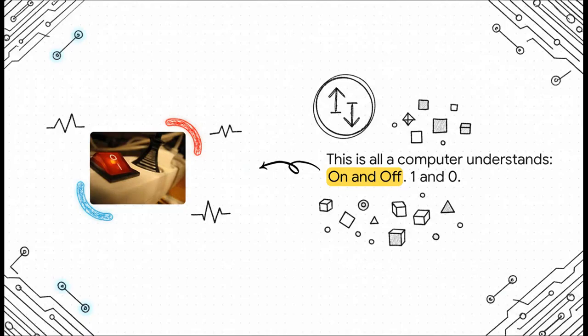So when you get right down to it, all a computer really is, is a massive collection of billions of tiny little electronic switches. And each of those switches can only be in one of two states, on or off. That's all. We represent those two states with numbers, 1 for on and 0 for off. And that, right there, is the heart of binary.